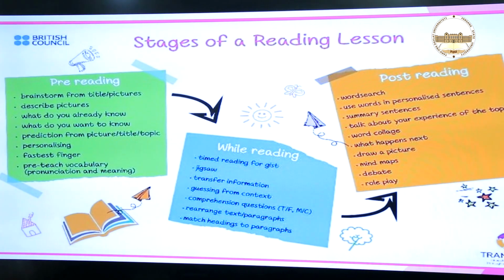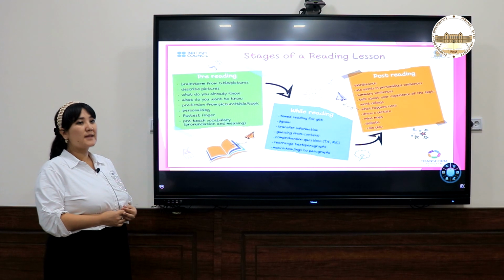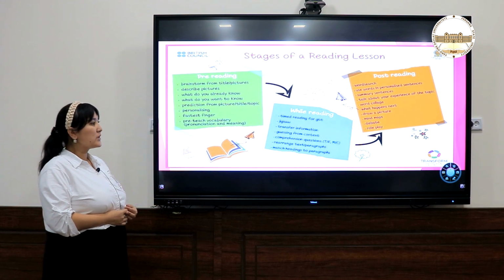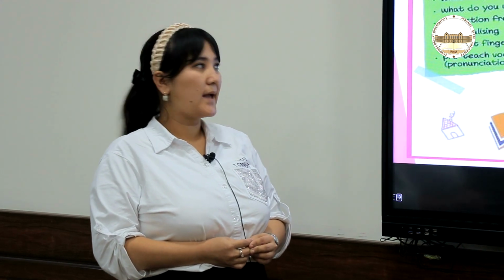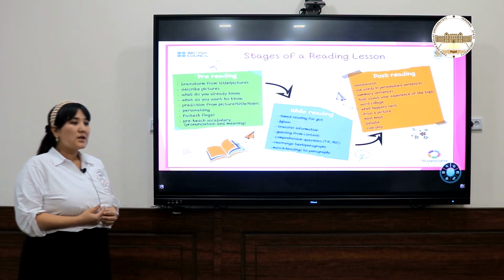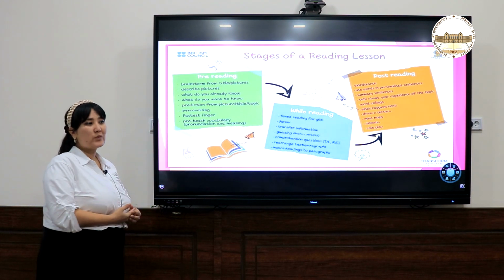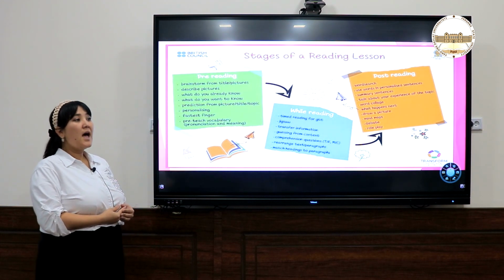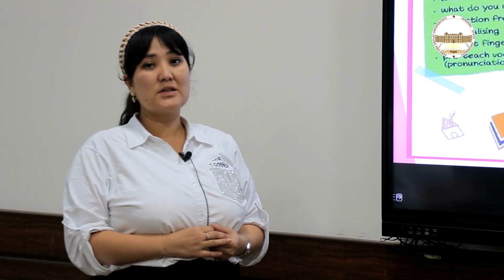The next one is prediction from picture or title or topic. Before giving the text, teacher can write title or topic of the text, and with the help of this word, learners can predict the text. And here they try to guess the meaning of the whole text. Next one is personalizing. According to the text, learners can personalize or act out some kind of situations, and these situations can help them to enter the class, and it will be warm-up activity for learners.